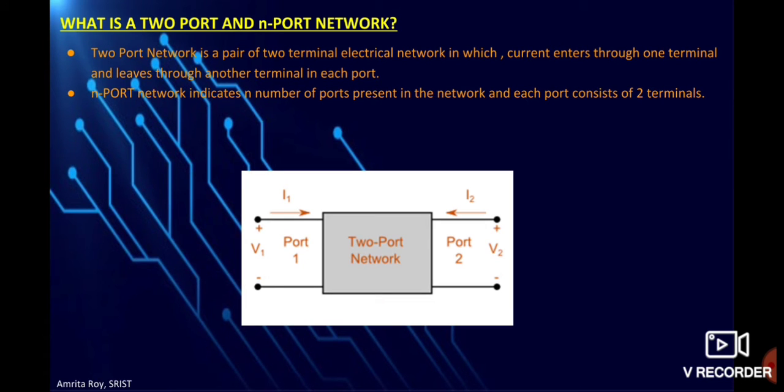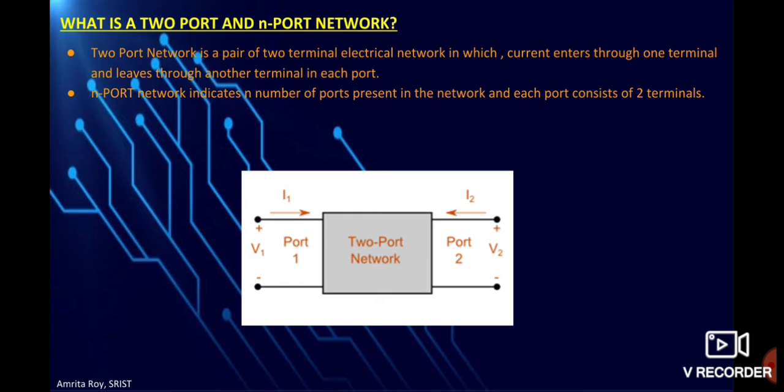What is a two-port network and n-port network? In general, it is easy to analyze any electrical network if it is represented with an equivalent model, which gives a relation between input and output variables. For this, we can use two-port network representations. As the name suggests, a two-port network contains two ports, among which one port is used as an input port and the other port is used as an output port. The first and second ports are called port 1 and port 2 respectively.